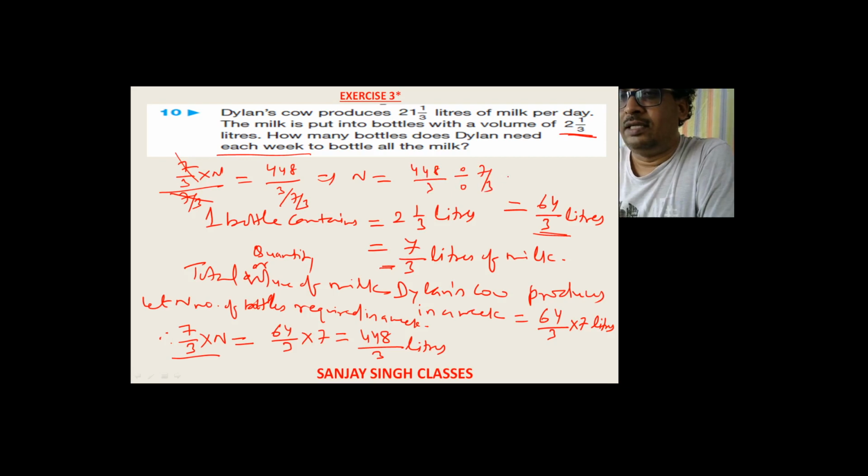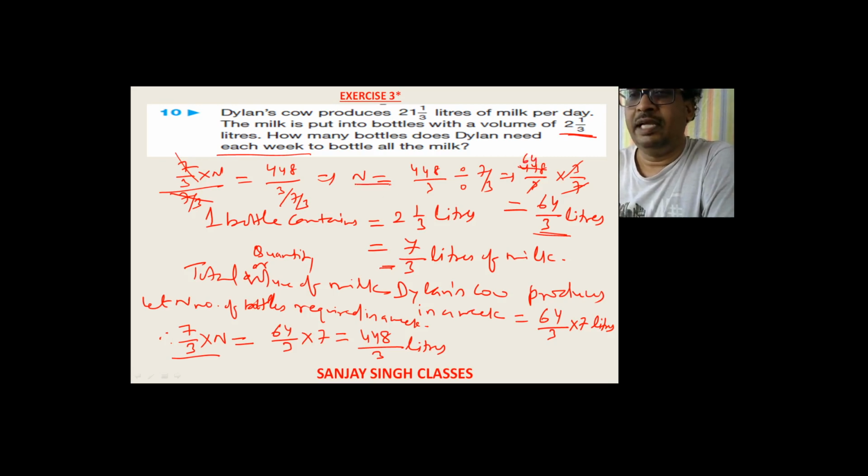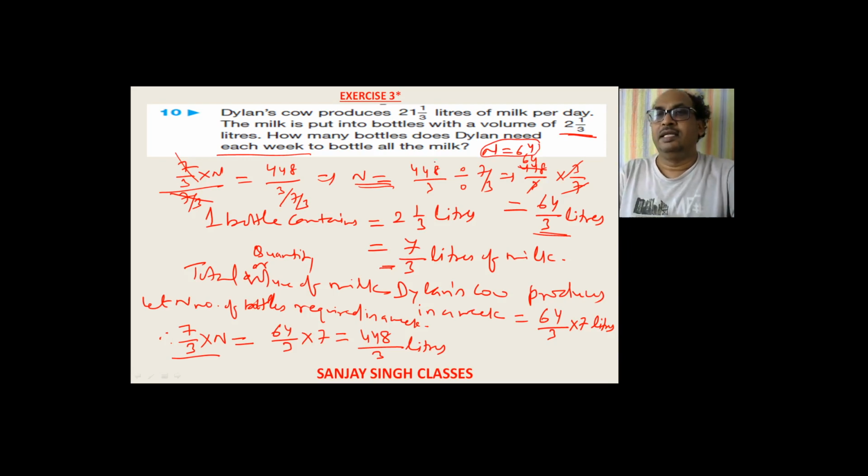Okay, and further 448 by 3 into 3 by 7. Those 3s got cancelled, and with this 7 we will be cancelling. 7 6s are 42 and 7 4s are 28. So our n has become 64. So it means Dayalan needs 64 bottles for a week. In a week, he needs 64 bottles.